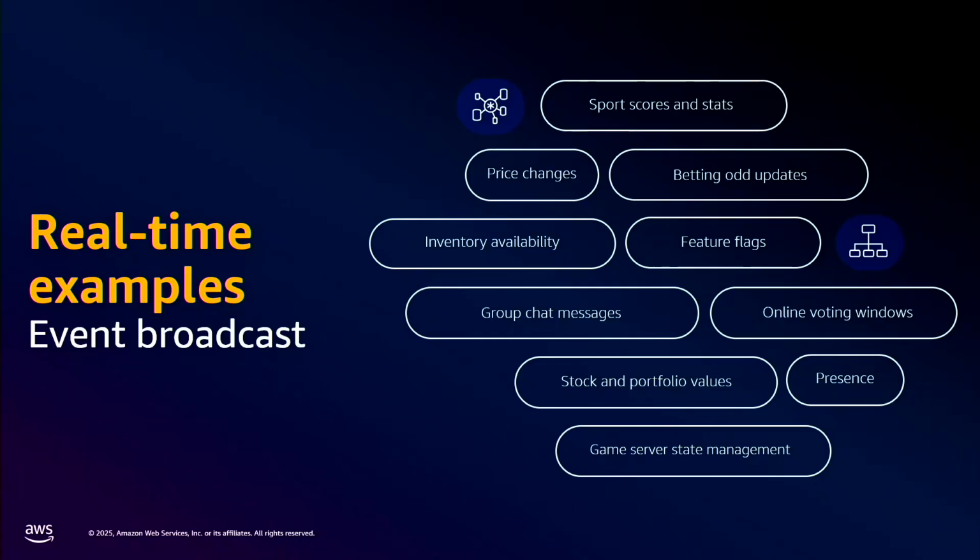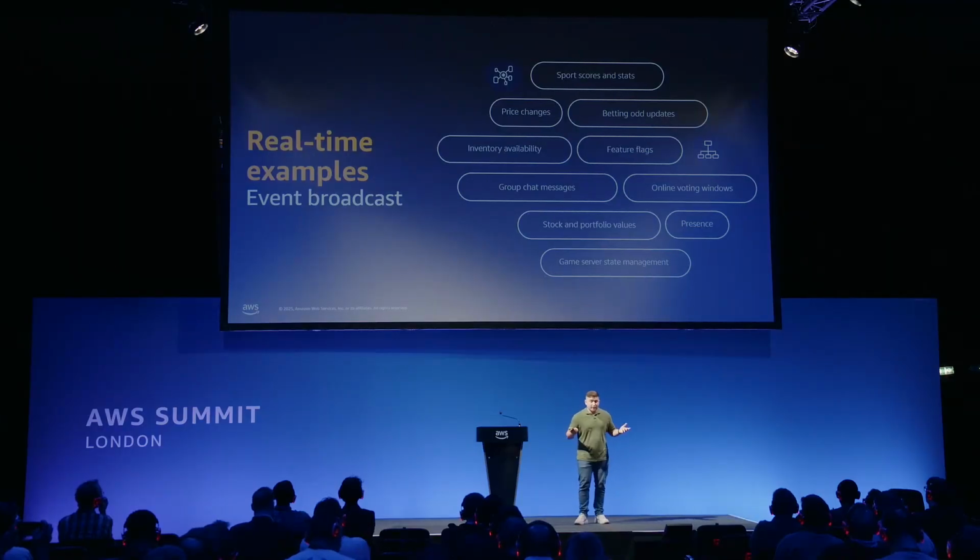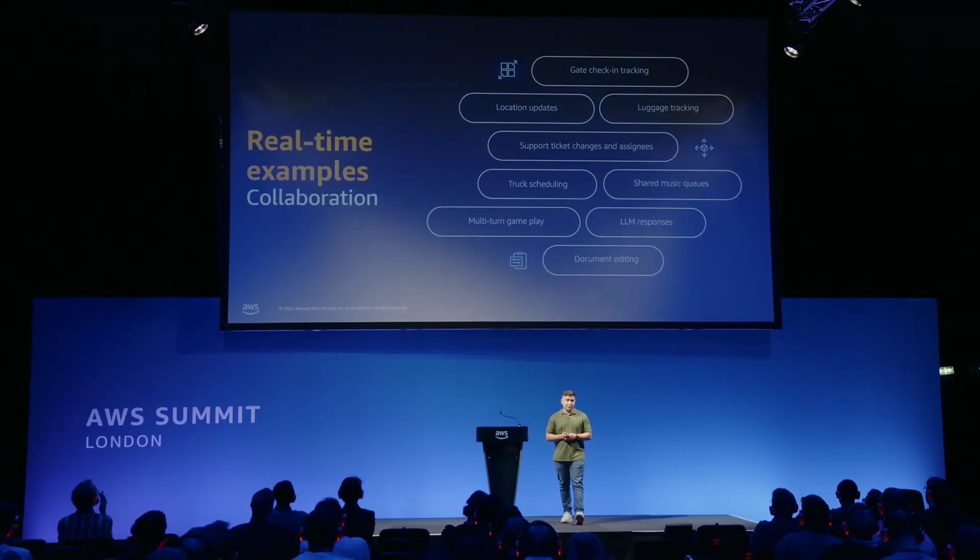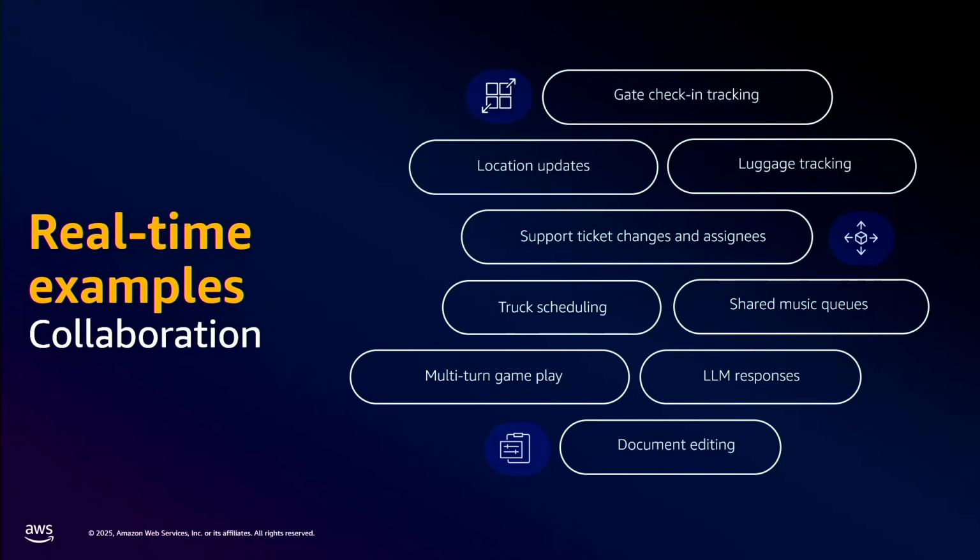So I want to cover some common examples when it comes to real-time. There's a lot of different categories that real-time can fall into, but I want to cover two of the most common ones. Event broadcast is, again, very popular. This is when you would have hundreds, if not thousands, of subscribed clients listening for updates on your data. Some common examples are sports scoring applications, maybe price changes on e-commerce sites, betting odds applications, online voting, group messaging, etc. Collaboration as well is incredibly important, especially in the ever-increasing virtual world that we're moving into today. These types of applications include document editing, location updates, multi-turn gameplay, shared music queues, etc.